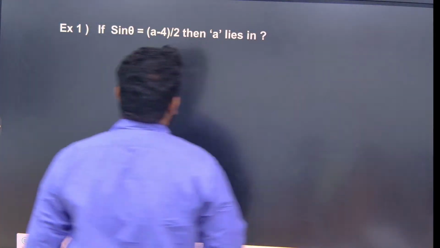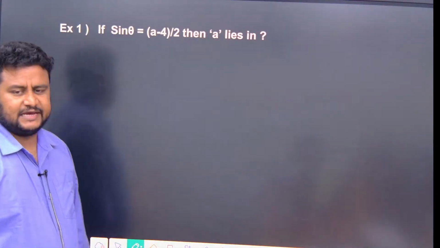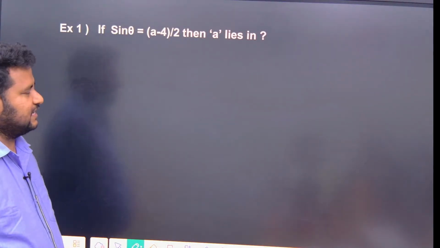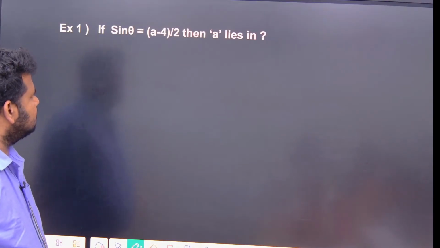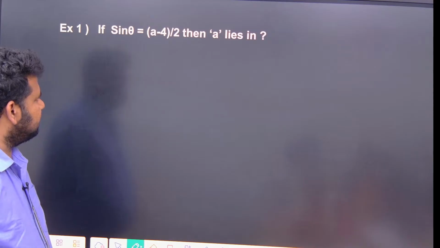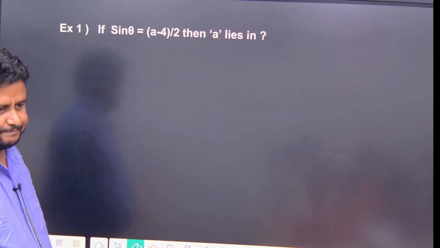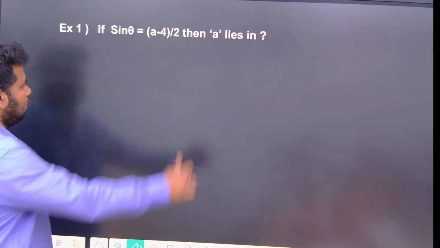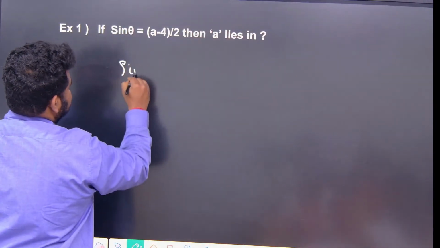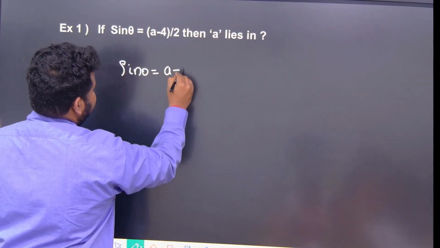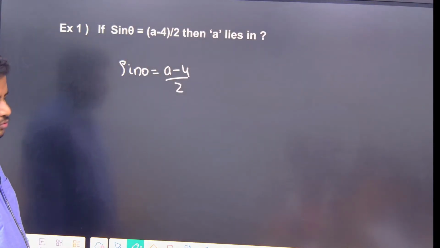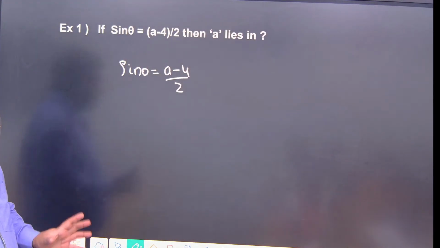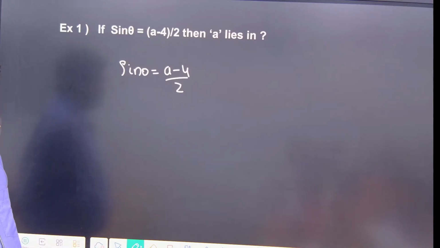If sin theta is equal to a minus 4 by 2, then a lies in, they are asking in which range a lies. So here sin theta is equal to a minus 4 by 2, then a lies in what? This is what they are asking. Now what they have given, sin theta is equal to a minus 4 by 2, correct? So first of all, what is the range of this sin theta? Minus 1 to 1, range, not domain.